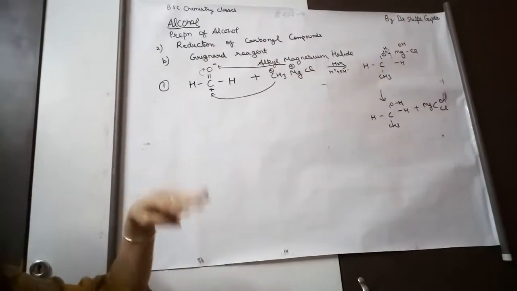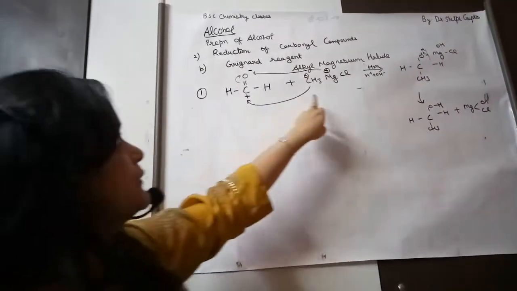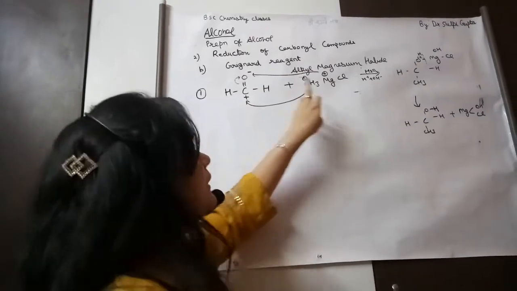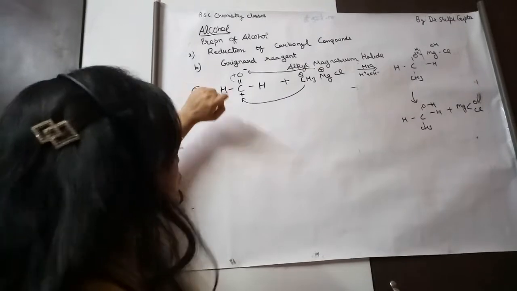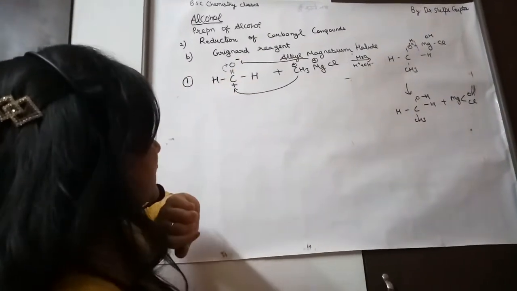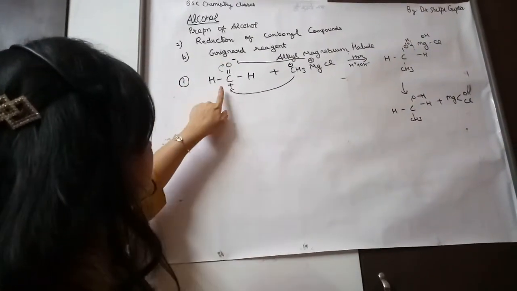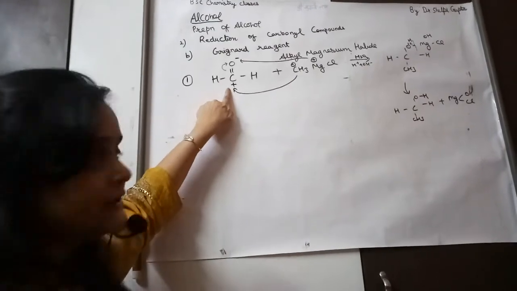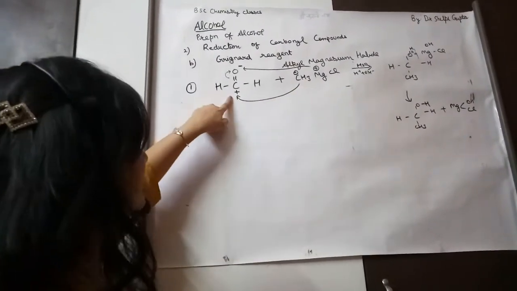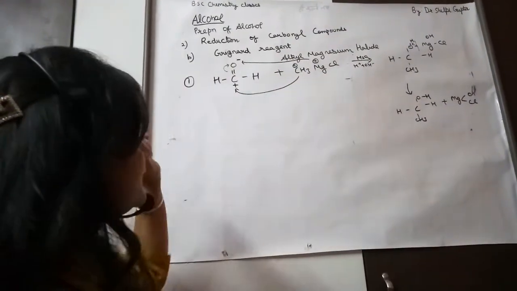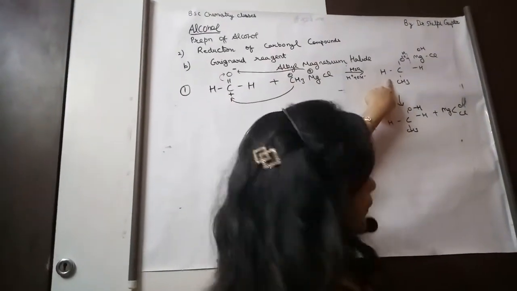Okay, let me explain you once again. The formaldehyde will react with the Grignard reagent. What will happen? It will take the lone pair of electrons. Oxygen is electronegative. It will have lone pair of electrons. This will become electron deficient. So CH3 being nucleophilic will attack here and MgCl will attack here. This intermediate compound will form.